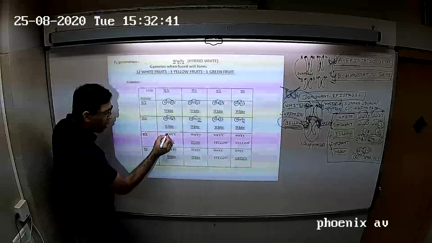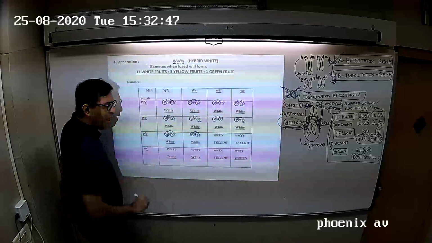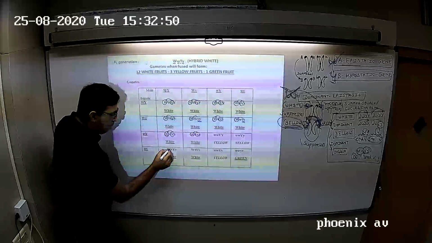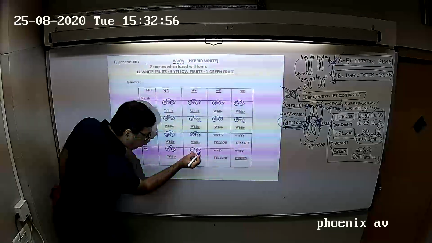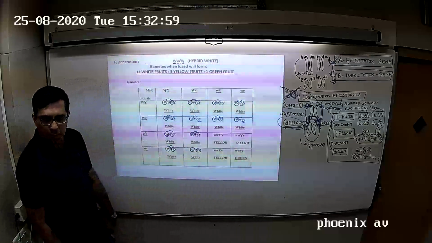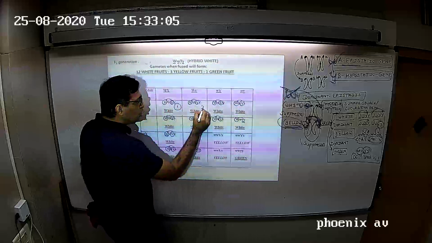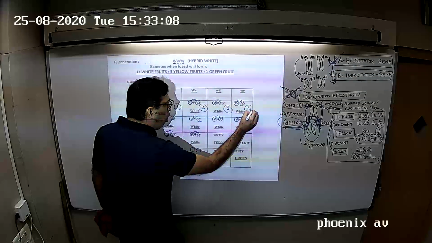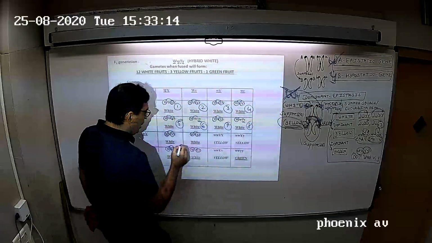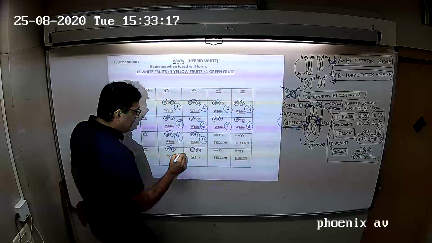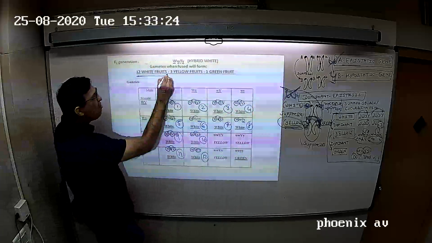And capital W becomes epistatic over capital Y, white. Capital W becomes epistatic over small y for green, again becomes white. So, how many whites are formed? 1, 2, 3, 4, 5, 6, 7, 8, 9, 10, 11, and 12. So, how many whites you got? 12 white fruits.